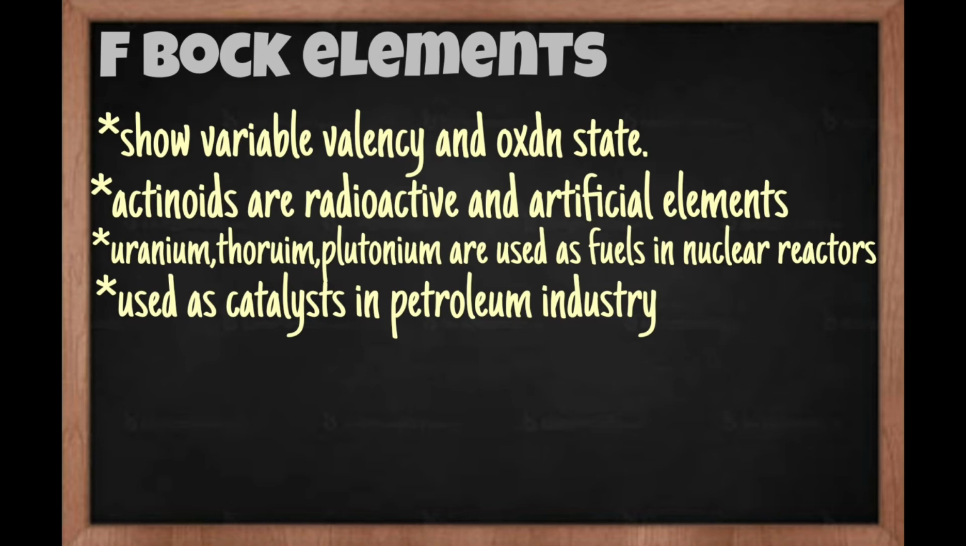In 10th class, in the 5th or 6th chapter, we are going to learn the industrial process of sulfur and ammonia. In the industrial preparation of these chemicals, we use a catalyst. So the F block elements are used as catalyst in the petroleum industry. So this is all we have to learn in this chapter.